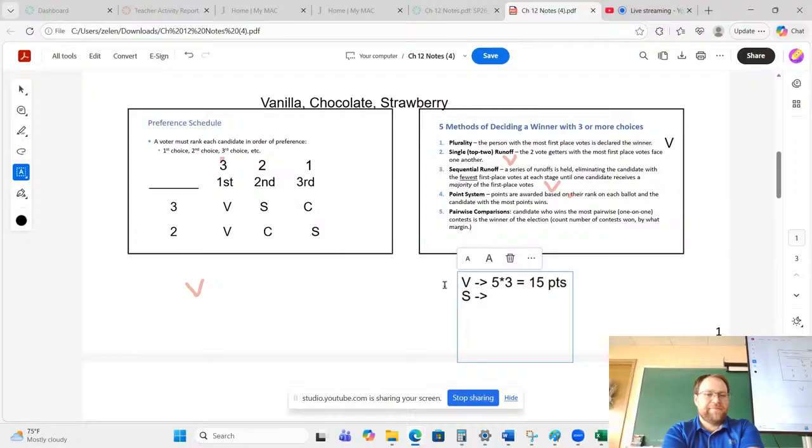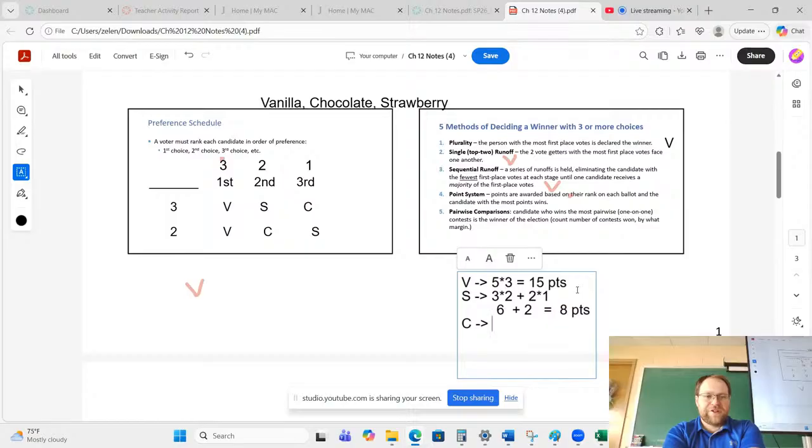Then we look at strawberry. How many votes in second place? 3. Each of them are worth 2. How many votes in third place? Yep, so those 3 votes would be worth 6. But then strawberry also had 2 votes in third place, right? So that part of it would be 2 times 1. Yep, so altogether strawberry has 8 points.